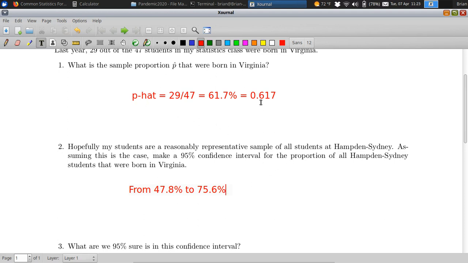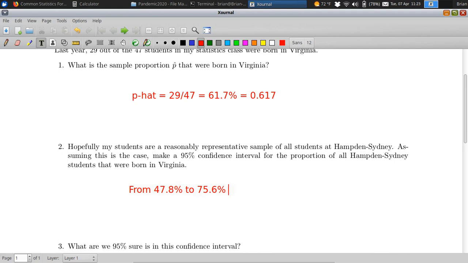I only knew the sample of my students, and it was 61% of my students that were from Virginia. But now I can be confident that the true population proportion, if I could actually interview every single Hampton City student and find out where they were born, then I would be pretty sure that whatever number I'm going to get from that interview process would be between these two numbers. Okay, so I'm 95% sure that the true population parameter is in between these two percentages.